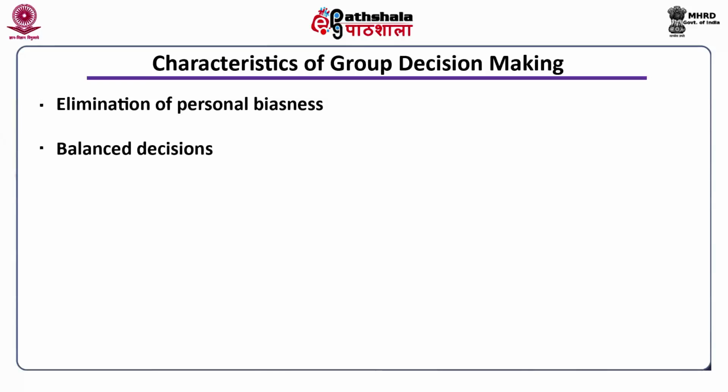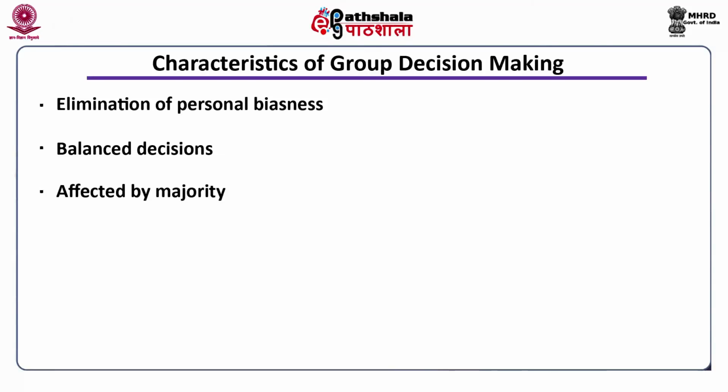A decision taken by the group can be considered as balanced, or it is the middle point between two extremes. The reason behind such decisions being balanced is the involvement of people in the group who belong to different social circles, having different opinions and suggestions. Then it is affected by majority.